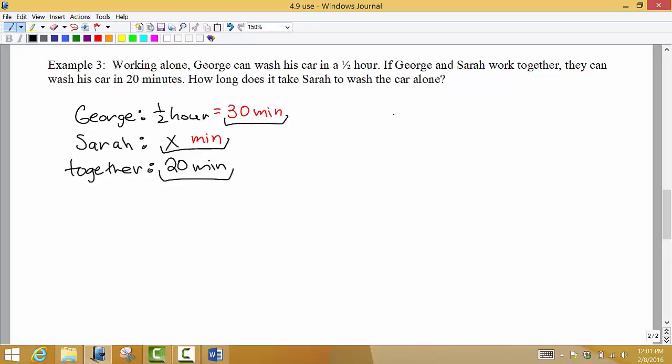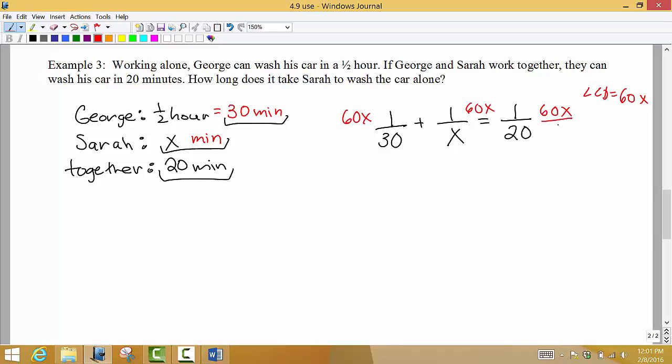So we have 30 minutes, x minutes, and then 20 minutes. So our equation will be the alone times, and we're working with the reciprocals of the alone times. So 1 over 30 plus 1 over x is equal to the reciprocal of the together time, which is 1 over 20. This one is a little bit easier to see, our LCD. 30 and 20, we know that that would be 60, and then we also need an x. So we're going to multiply everything on both sides by 60x, and you can think about that as over 1 if you wish.